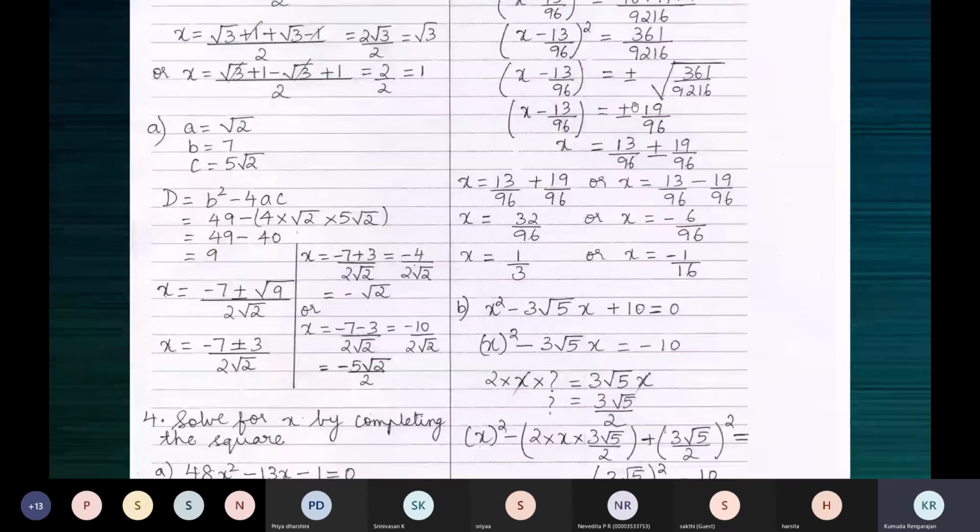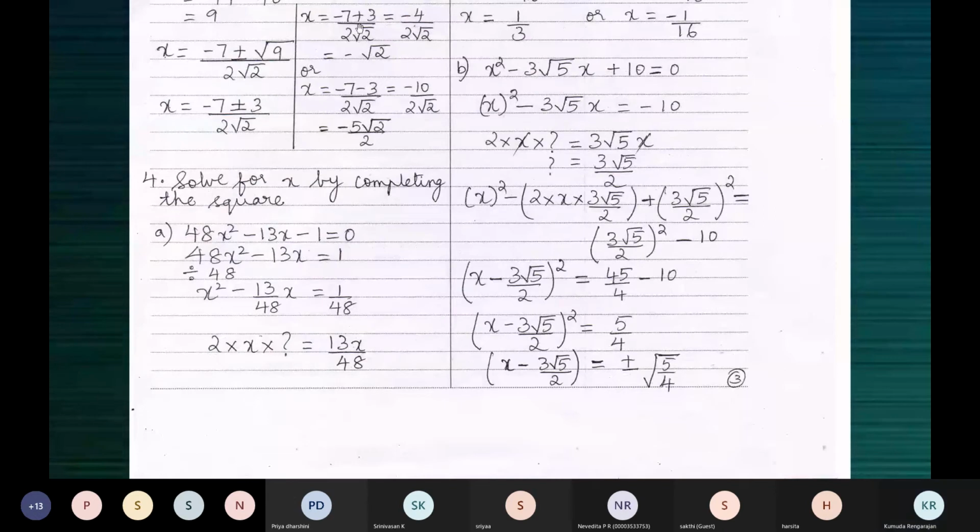Let's see it again from the beginning. So this is the equation given. Shift the constant, take the -1 to the other side. That's the first step. The coefficient of x squared is not 1. We'll make it 1 by dividing by 48 throughout. So now the coefficient of x squared is 1.